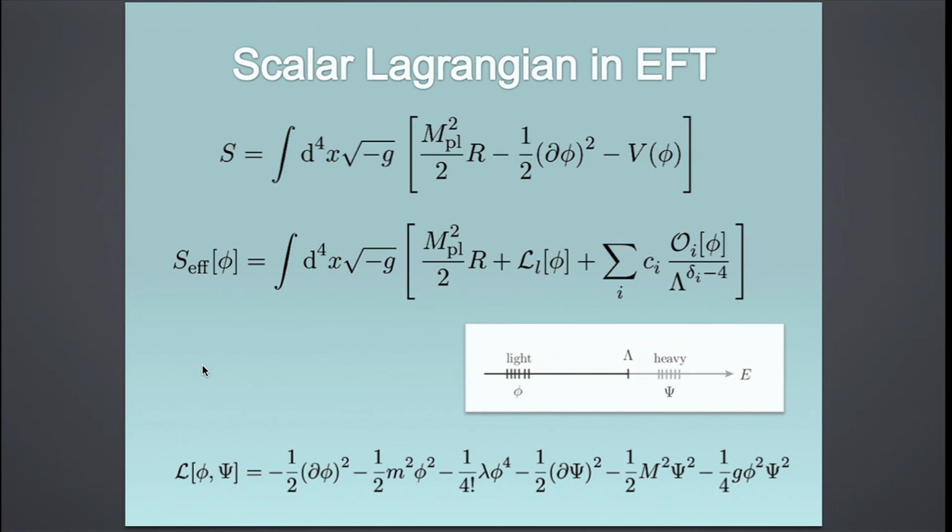So you could have a picture in mind. This is just a toy picture where there's one heavy field psi, a cutoff scale lambda, and a light field phi, or maybe several light fields phi. This is measured in terms of energy. And at energies well below lambda, this is a good description.